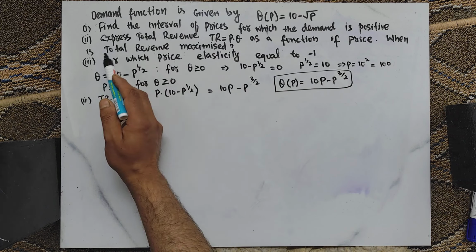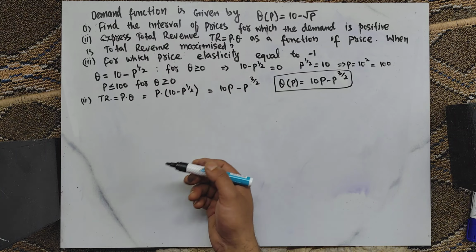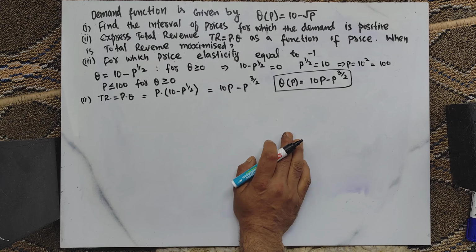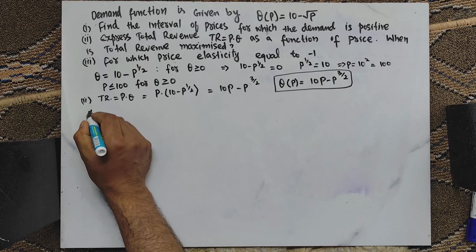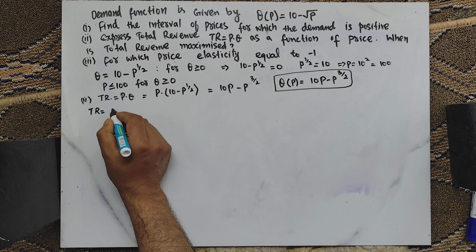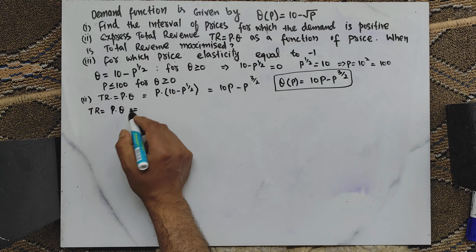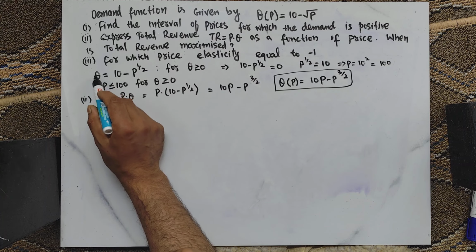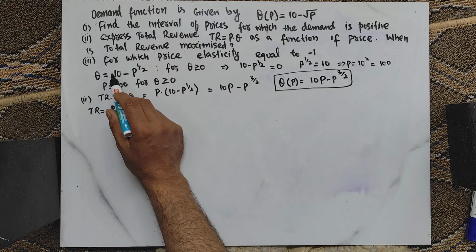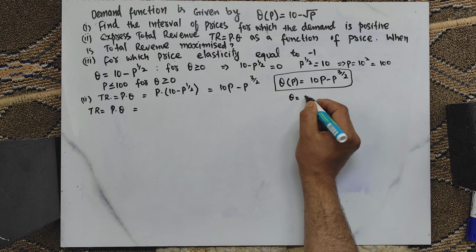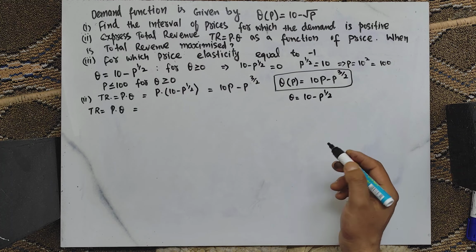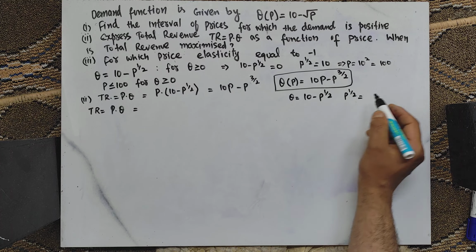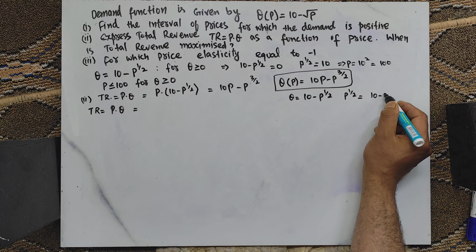Then we are asked when the total revenue is maximized. To find the maximum of the total revenue, we need to find the marginal revenue. But marginal revenue is a function of output, so we need to find the total revenue as a function of output. Total revenue is price into output. So we first solve the given demand function for the inverse demand function. Since Q is equal to 10 minus P raised to the power 1 upon 2, solving for price, P raised to the power 1 upon 2 is equal to 10 minus Q.